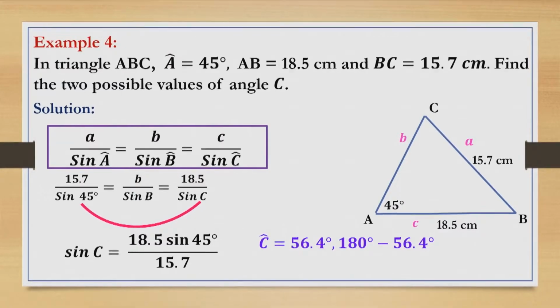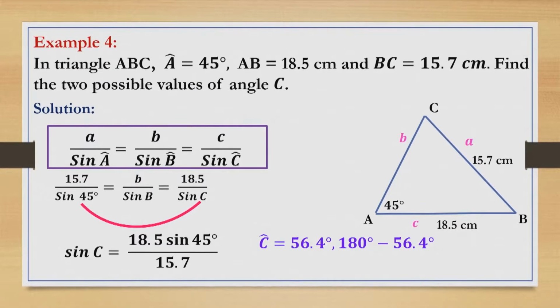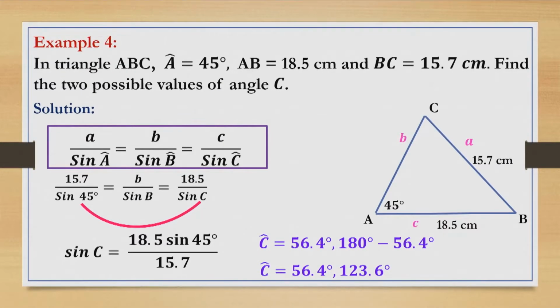So here, when I find sine inverse of this value, I obtain 56.4 degrees. So to obtain the second value of angle C, I will have to subtract 56.4 degrees from 180 degrees. Therefore, angle C, the two possible values will be 56.4 degrees and 123.6 degrees.